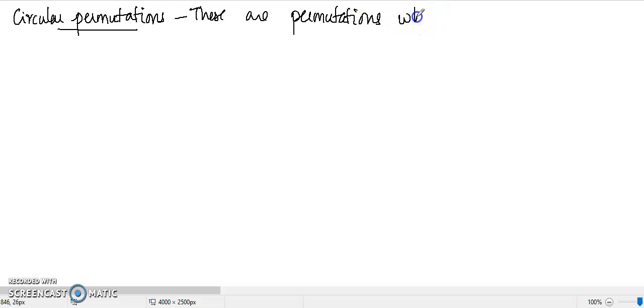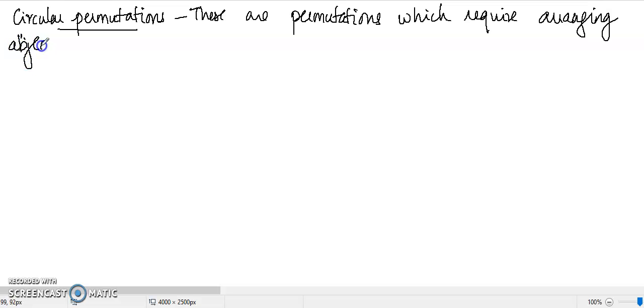which require arranging objects in a circle. So let us look at how to find the circular permutation.